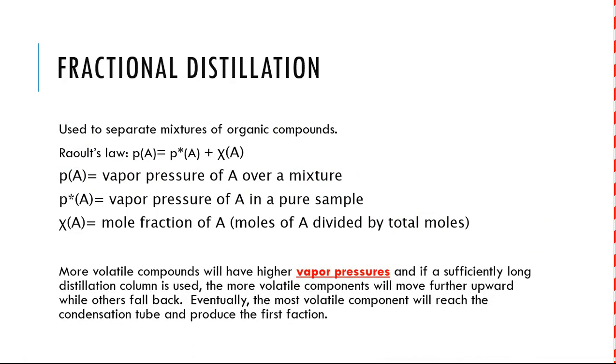More volatile compounds are going to have higher vapor pressures, we know this, and if we use a nice long distillation column, the more volatile compounds are going to move further upward while others are going to fall back, and eventually the most volatile compound will reach the condensation tube at the top and produce the first fraction.